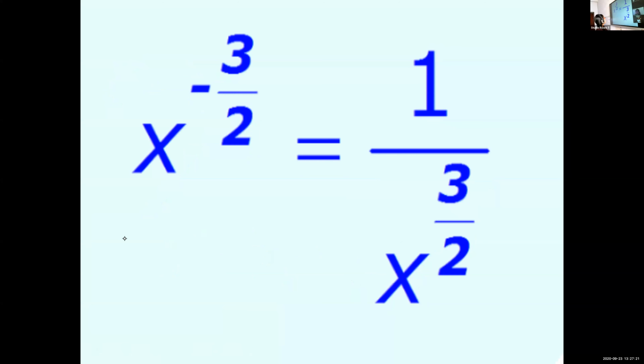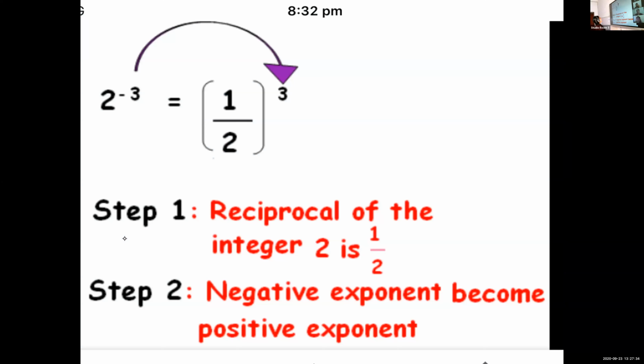Pooja, read. x raised to negative 3 by 2 is equal to 1 by x raised to 3 by 2. You can see this: 2 raised to negative 3 is equal to 1 by 2 raised to 3. Or we can write it as 1 by 2 the whole raised to 3.